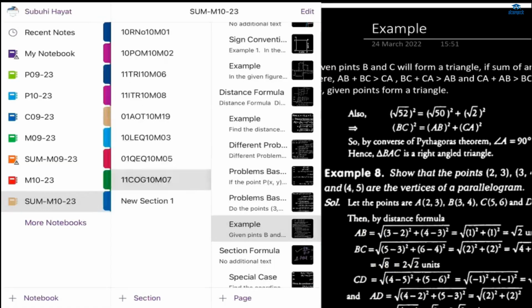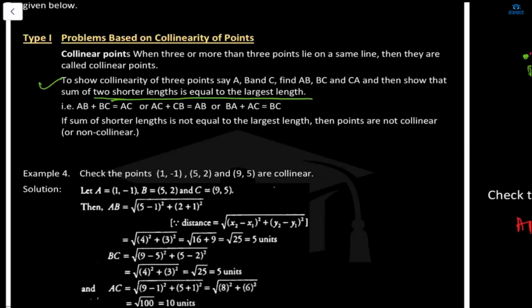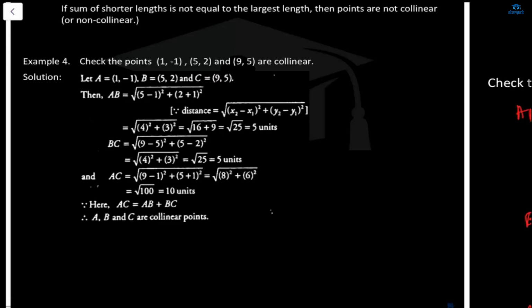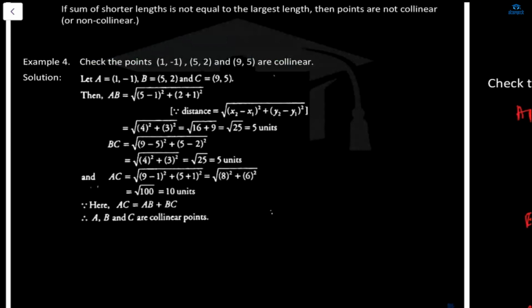Section formula. Problem based on collinearity of points. In that way, we were going to find out this value, to check the points are collinear. So we used to find out the points. In fact, you'll find that one easier than this. And in the exam, you can do it with any of the methods.